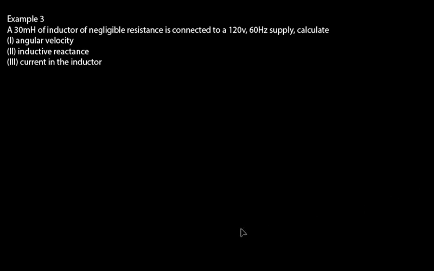Okay, so example number 3, we are asked to find, the question is telling us a 30 millihenry inductor of negligible resistance is connected to a 120 volt 60 Hz supply. Calculate the angular velocity, the inductive reactance, and then the current in the inductor.